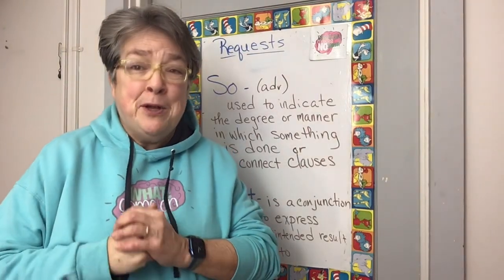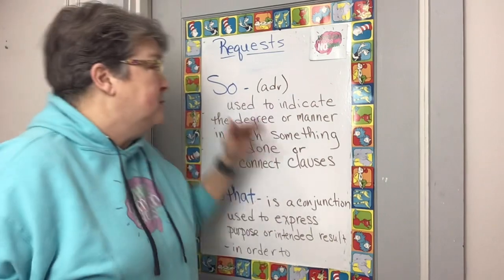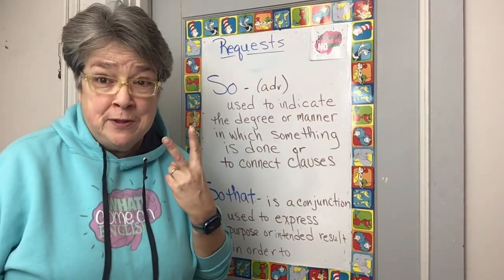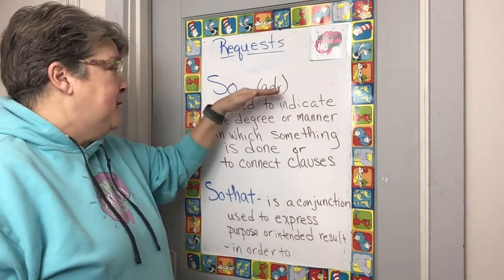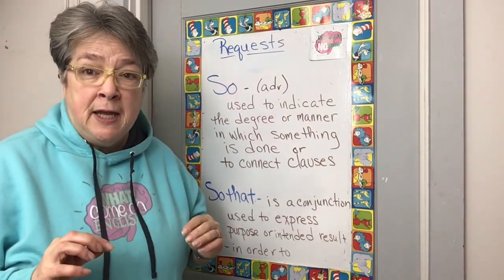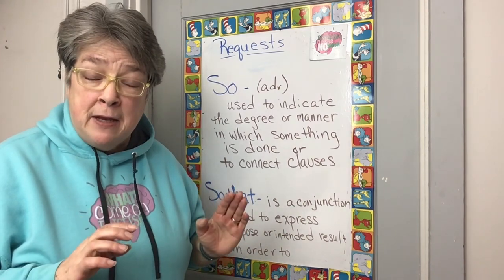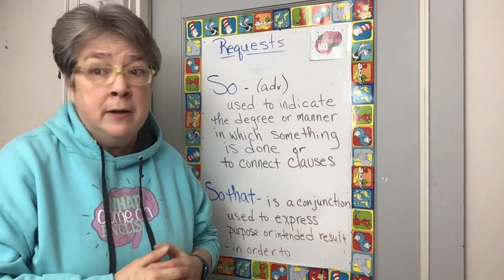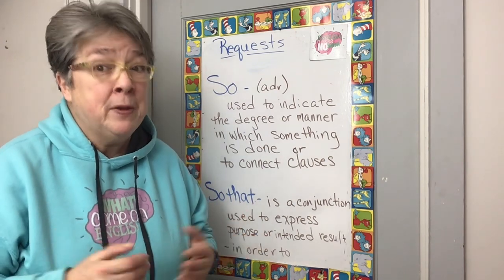Today we're going to take a look at a request, and the request was for what's the difference between "so," one word, and "so that," two words? That's a great question. "So" is an adverb used to indicate the degree or manner in which something is done. He drove so fast down the street. How fast did he drive? So fast, extremely fast. So.